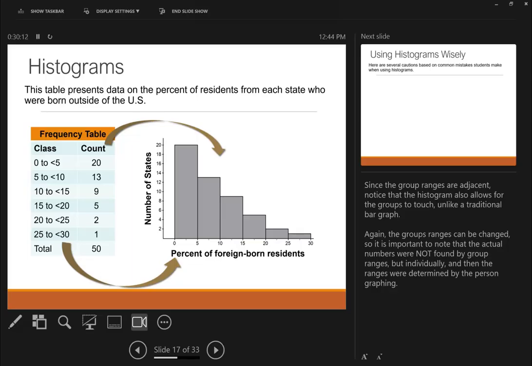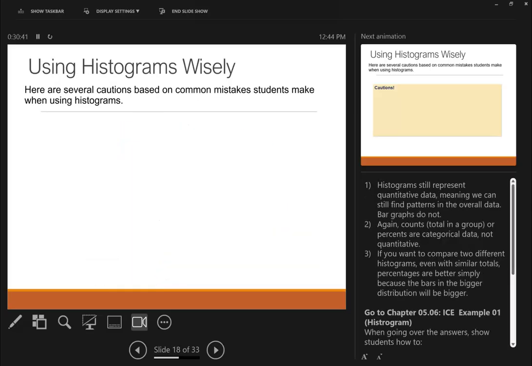Notice what else did we do with the axes? Notice they're both labeled. The x and y axis is labeled 10 watts, right? A well-drawn graph should be labeled. The x and y axis should be labeled. And ideally, the chart should be titled. This doesn't have a title, but something like percent of residents from each state who were born outside the US would be a great title for this graph. Keep on going.